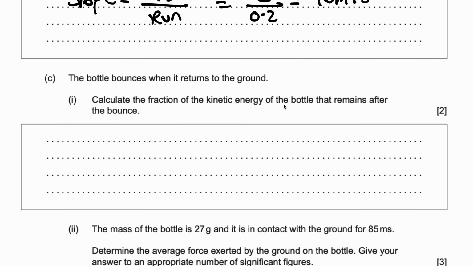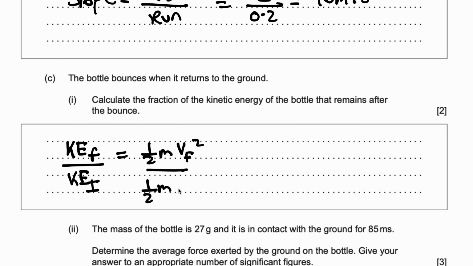Okay, part C. The bottle bounces when it returns to the ground. Calculate the fraction of the kinetic energy of the bottle that remains after the bounce. So fraction meaning division. What is the kinetic energy final over the kinetic energy initial? That's half m into v final square over half m into v initial square. The half m cancels, and essentially the ratio is just the ratio of their velocities squared. So v final over v initial whole square.